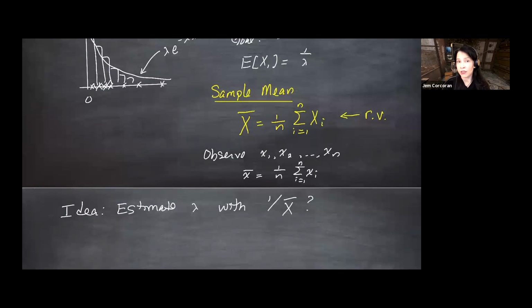But I can also estimate lambda with the number 11. I could just say 11. And that's my estimator. I didn't even look at the data, so it's probably not a good estimator.